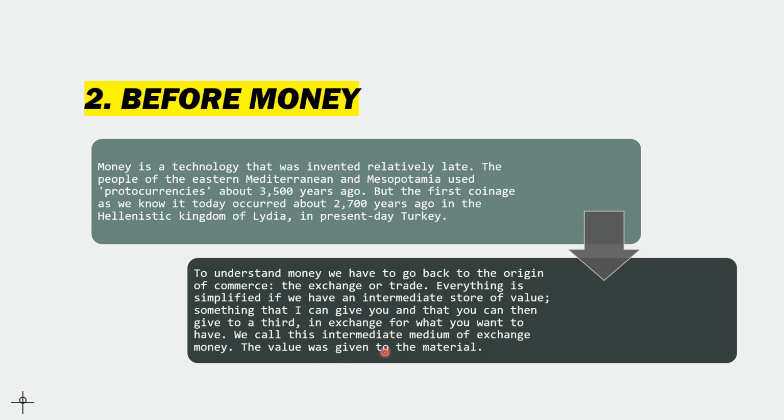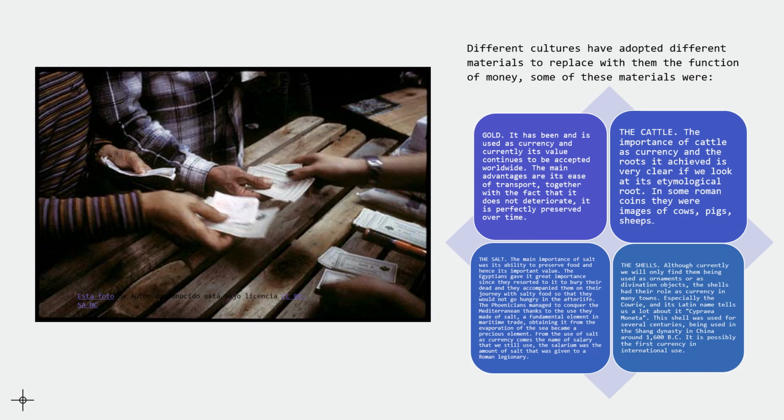The value was given to the material. Different cultures have adopted different materials to replace with them the function of money. Some of these materials were here, there are four, but we are going to explain only two because they are the main and the most important and the most used.